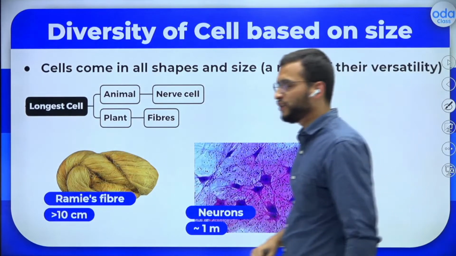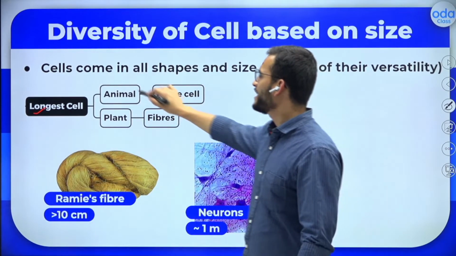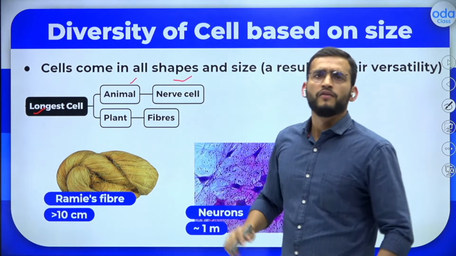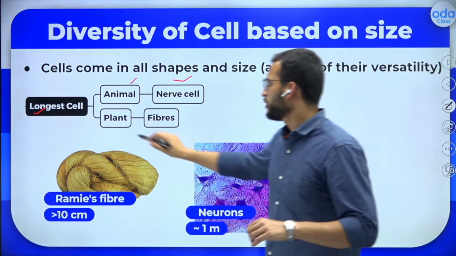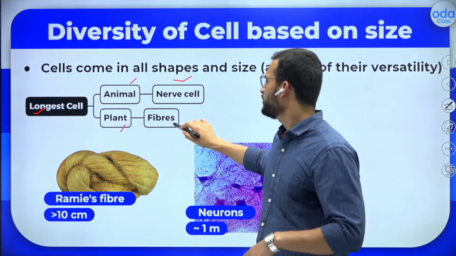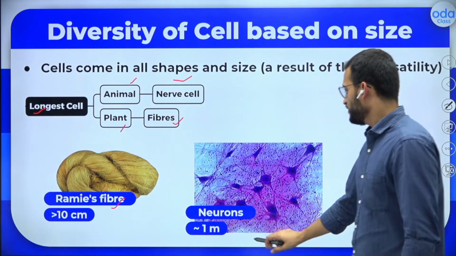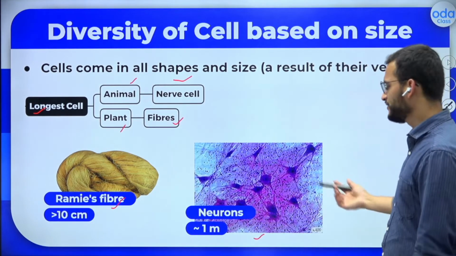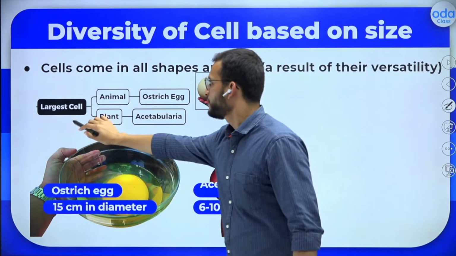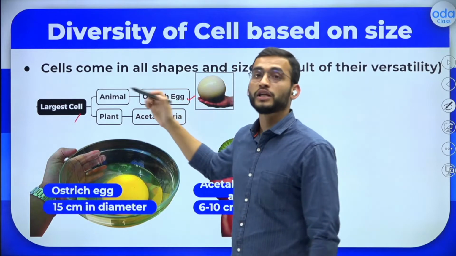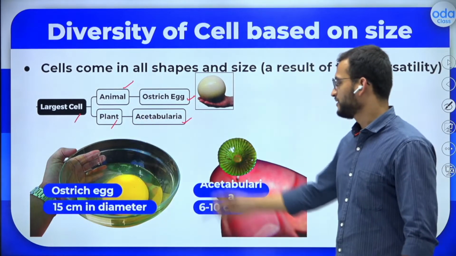Now talking about diversity of cells, you can have different types of cells, right? The longest cell that you have, in the case of animals, is the nerve cell, which is also called the neuron. It has an elongated and long shape. In the case of plants, you have these fibers, particularly called ramie fibers. Neurons and nerve cells are the same thing. The largest cell will be the ostrich egg if you are talking about an animal cell, while acetabularia for plants.